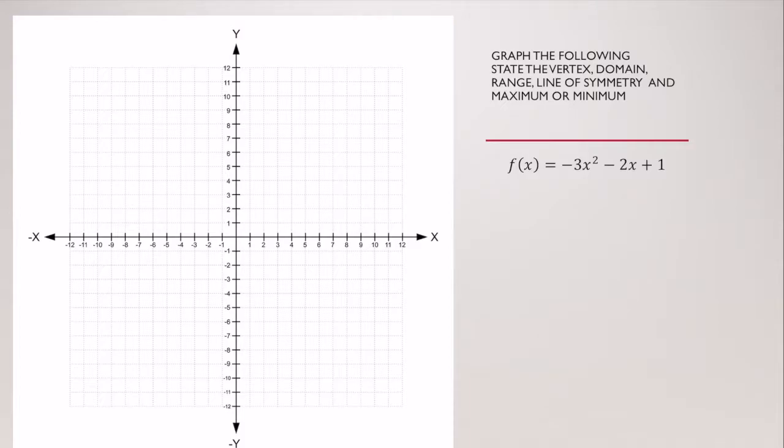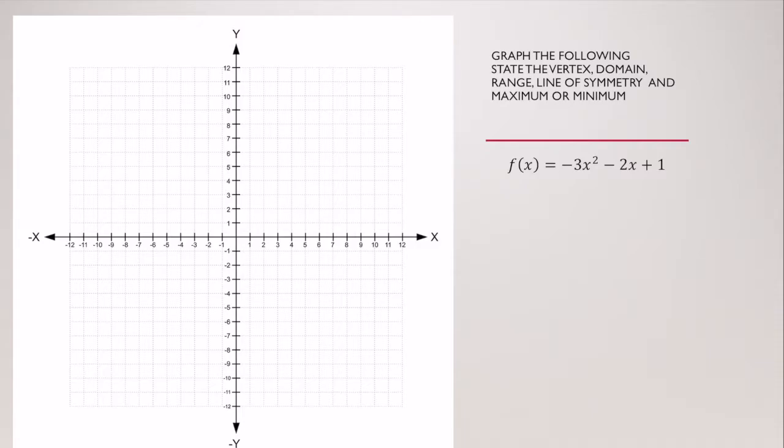Next, let's graph the following parabola. And I want to make sure we state the vertex, the domain, the range, the line of symmetry, and whether or not it has a maximum or a minimum. So whether or not that vertex is the maximum or the minimum.